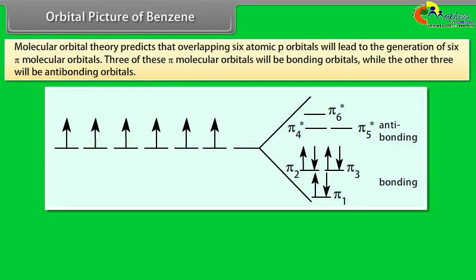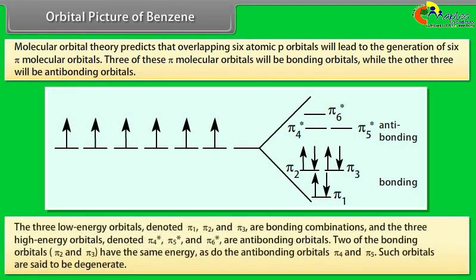Molecular orbital theory predicts that overlapping 6 atomic p orbitals will lead to the generation of 6 pi molecular orbitals. 3 of these pi molecular orbitals will be bonding orbitals, while the other 3 will be anti-bonding orbitals, as shown in the figure. The 3 low-energy orbitals, denoted pi1, pi2 and pi3, are bonding combinations, and the 3 high-energy orbitals, denoted pi4, pi5 and pi6, are anti-bonding orbitals. 2 of the bonding orbitals, pi2 and pi3, have the same energy, as do the anti-bonding orbitals, pi4 and pi5. Such orbitals are said to be degenerate.